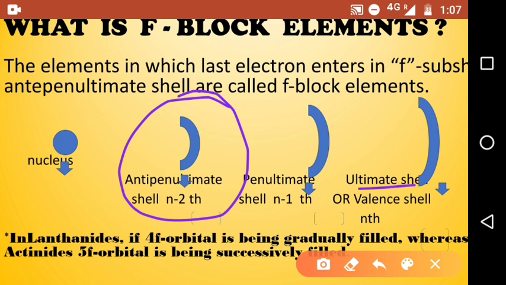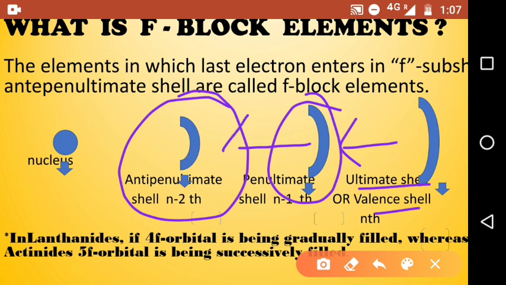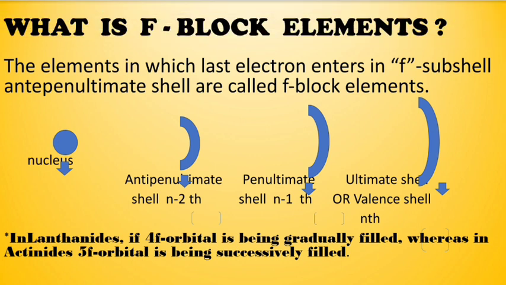This is your ultimate shell or valence shell. Next to the ultimate shell is the penultimate shell, and next to the penultimate shell is called the anti-penultimate shell. Here the electron goes into the anti-penultimate shell, hence these elements are called F block elements. Since the extra electron goes to the f orbital, this is the reason why they are called F block elements. In lanthanides, the 4f orbital is being gradually filled, whereas in actinides, the 5f orbital is being successively filled one after another.